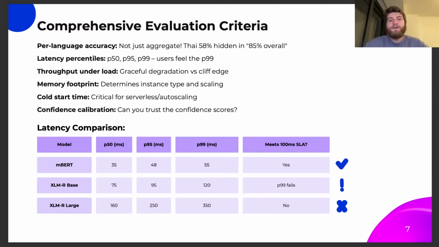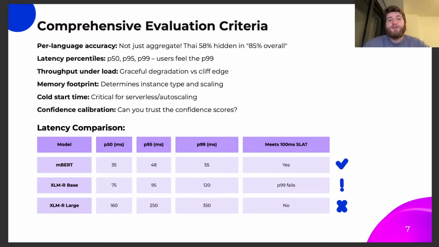A model that fits in 4 gigabytes of RAM can run on smaller, cheaper instances than one requiring 16 gigabytes, especially with current RAM prices. Fifth, cold start time. If you're using serverless or auto scaling, how long does the model take to load? For example, XLM large can take 30 or even more seconds to load from disk, and that's quite a long time for the first user after a scale up event.